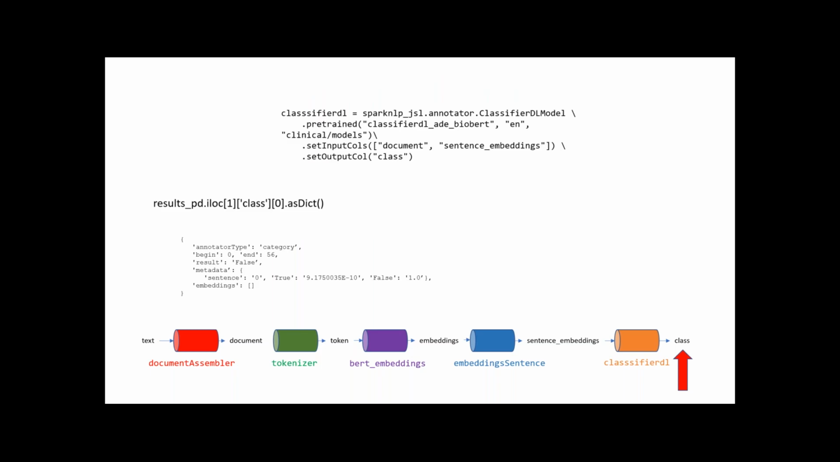For the second sentence that is not related, you can see here the classifier is basically telling us that the probability of being true, of being related with an ADR, is extremely low. And the probability of being non-related is very, very high, near 100%. So it will classify this as false, as non-related to ADR.